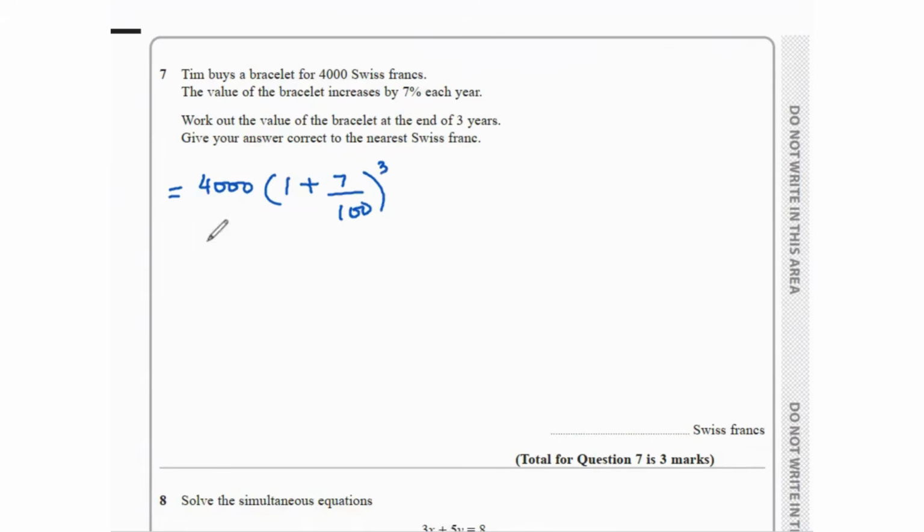So when you plug this in the calculator, what you should get is 4900.172. They want the answer correct to the nearest Swiss franc, so that's going to be 4900. That is the value of the bracelet after 3 years.